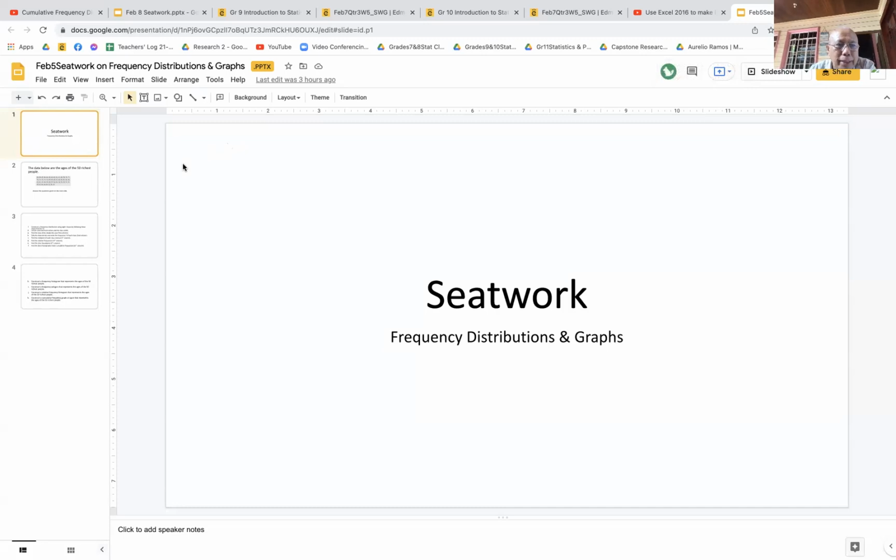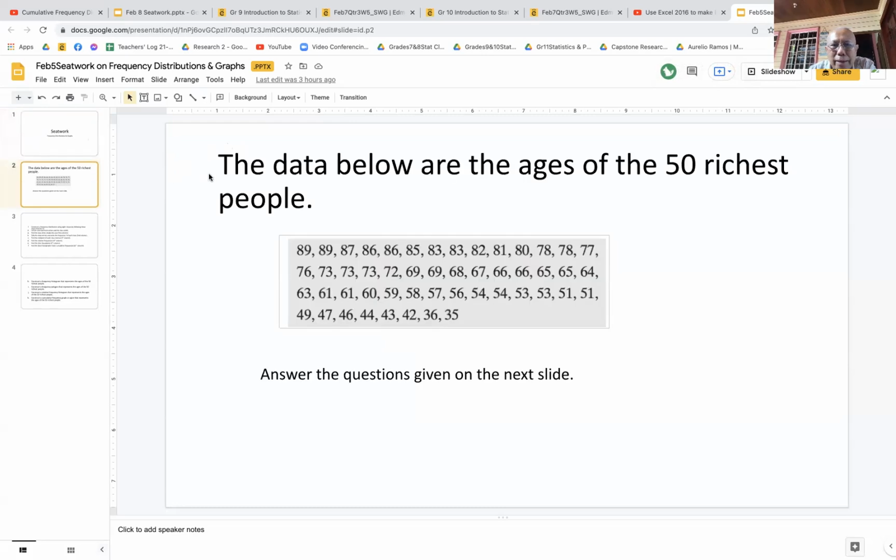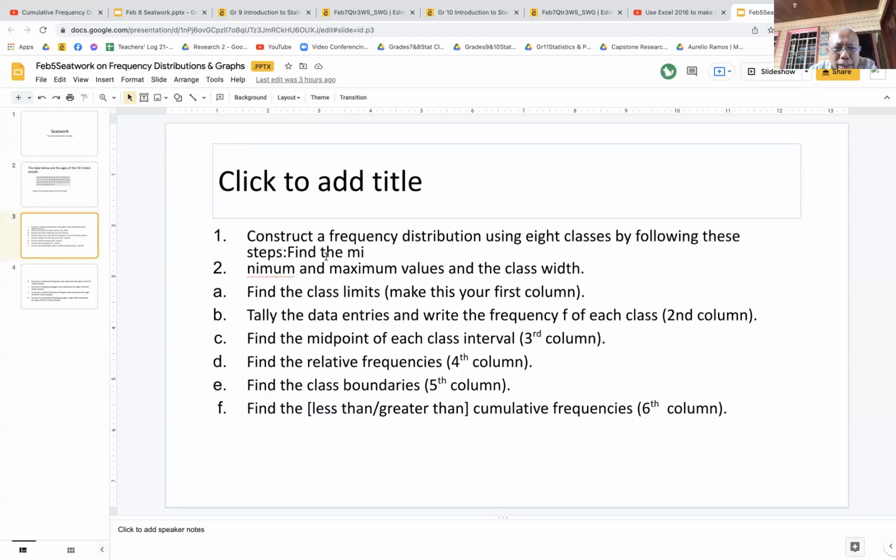Okay, for today's exercise, we are going to have this data set here. These are the data consisting of the 50 richest people. The data have been arranged from highest to lowest already, so we can already identify the maximum and minimum values. And you are asked to construct a frequency distribution. At the same time, you are already specified that the classes should be 8.